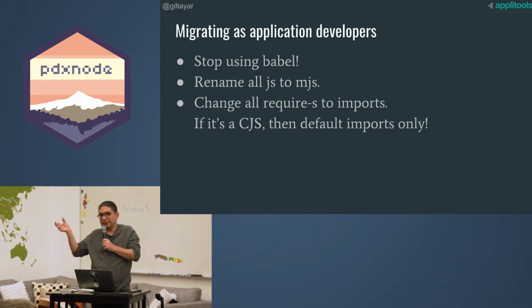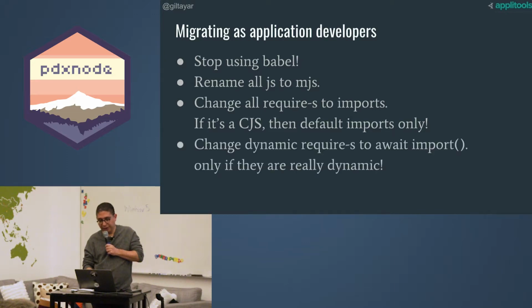Change all requires to imports. The syntax is really, really similar. So that's easy. If I'm importing a CJS module, remember it's a default import only. You have to accommodate that. But again, it's a technical thing. Nothing really major here. If you have a dynamic require inside a function, you have to change it to an await import. And that's a problem.